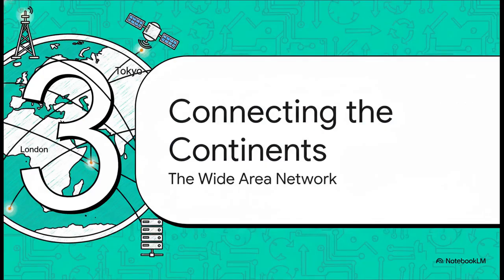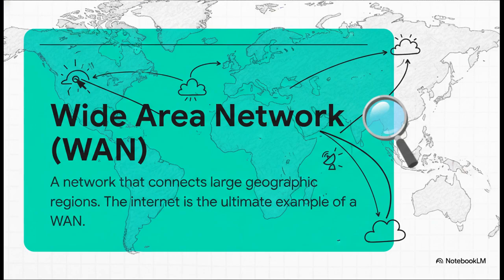Okay, so we've covered the networks right in your immediate area. But how in the world do we connect the device in London with one over in Tokyo? Well, for that, we have to scale up, dramatically, to the Wide Area Network. And this is where the Wide Area Network, or WAN, comes into play.